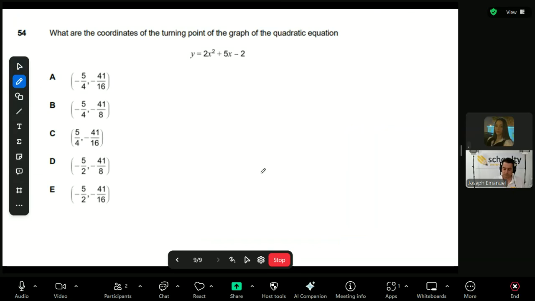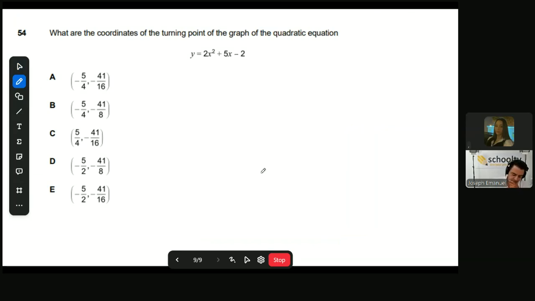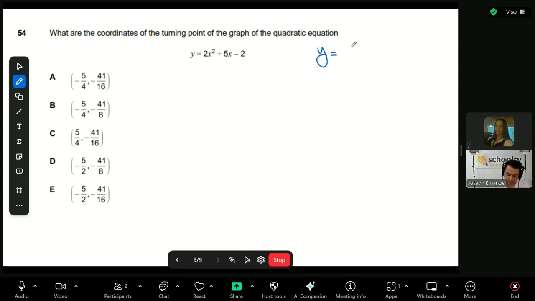What are the coordinates of the turning point of the graph of the quadratic equation? Okay, let's remember a few things here. In relevant equations in general, if you have ax squared plus bx plus c, the turning point, or the maximum or the minimum, you take the derivative and set it equal to 0. So you have 2ax plus b equals 0. So x equals minus b divided by 2a.